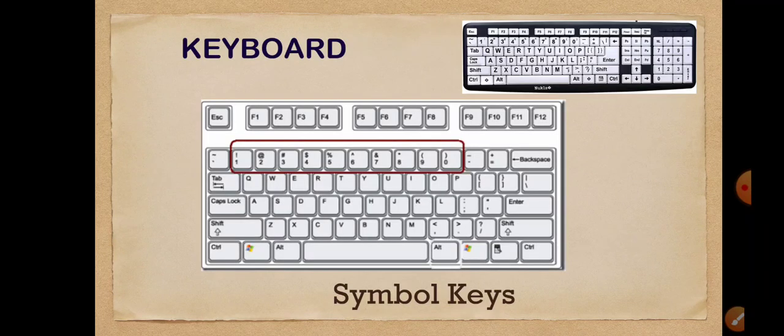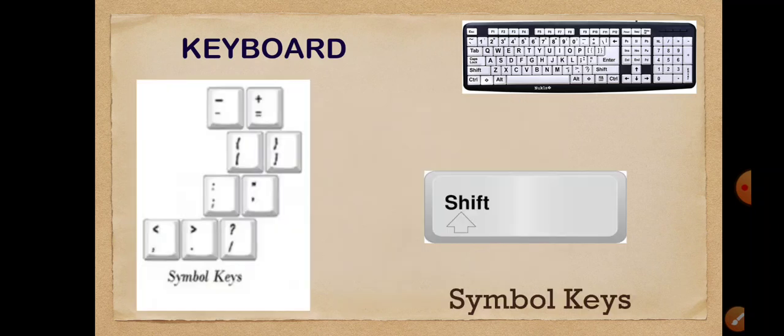Next type of keys are symbol keys. Children, if you have observed, on number keys we have one more symbol printed. That means we have several keys on which two things are printed. So there are few keys on which different symbols are printed. Those are called symbol keys. Now how we can type these, that we will learn later, because that we will do with the help of shift key. So we will learn in this class later how to actually print the symbol keys on the computer.